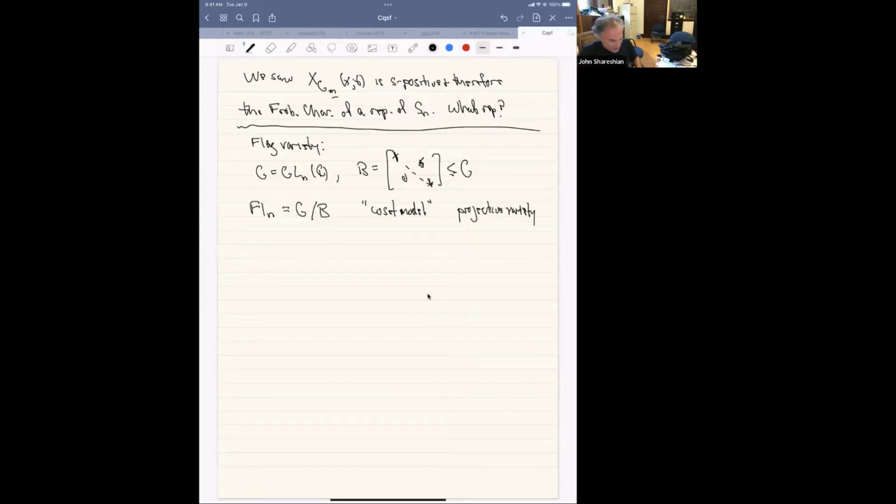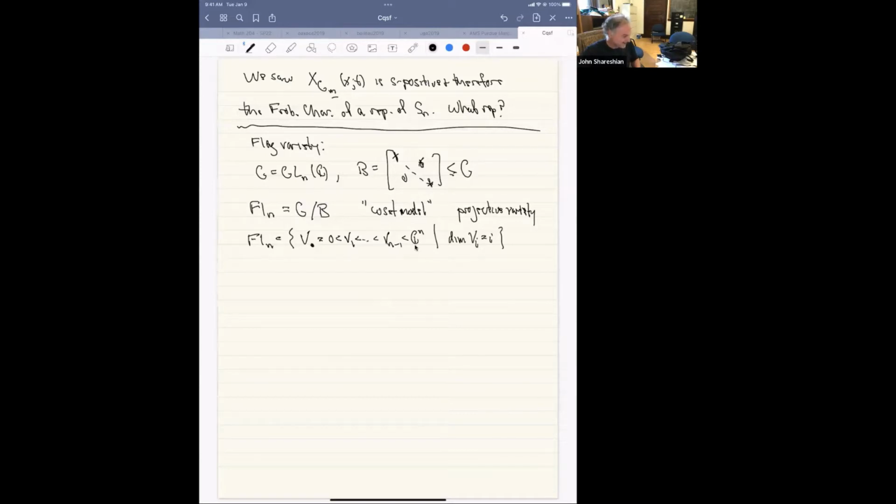If you don't do any algebraic geometry, this is just some topological space. And here's another model. The set of all, what I'll call V sub bullet, this is a full flag, right? So I look at the set of all full flags in an n-dimensional vector space.